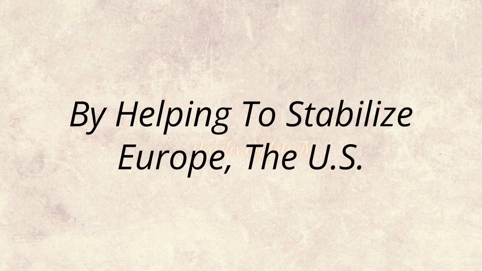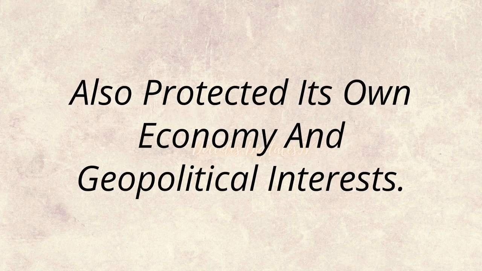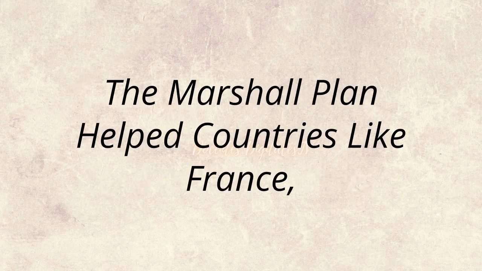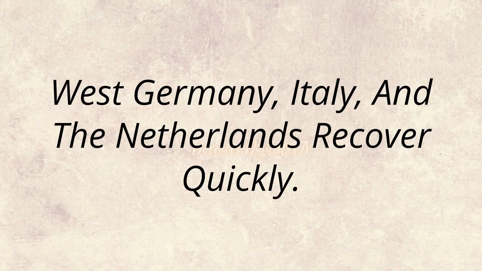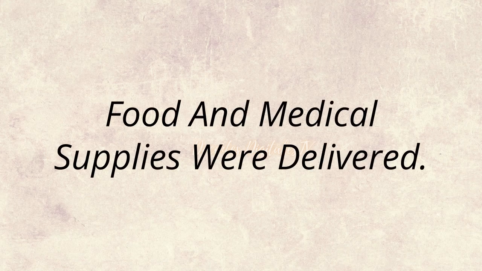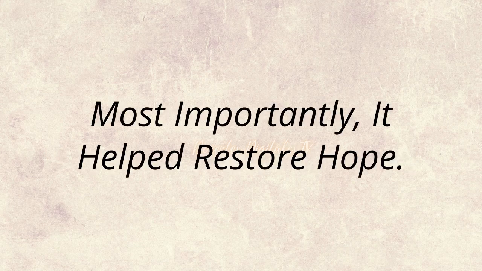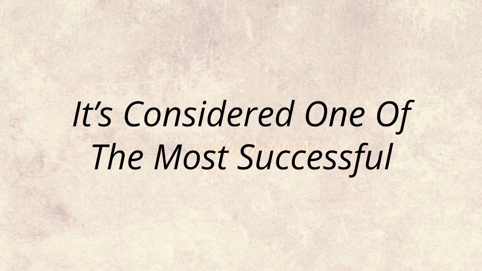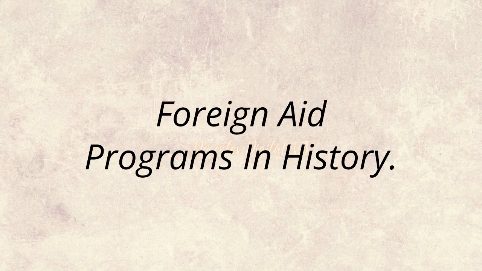By helping to stabilize Europe, the US also protected its own economy and geopolitical interests. The Marshall Plan helped countries like France, West Germany, Italy, and the Netherlands recover quickly. Roads, bridges, and factories were rebuilt. Food and medical supplies were delivered. Most importantly, it helped restore hope. It's considered one of the most successful foreign aid programs in history.